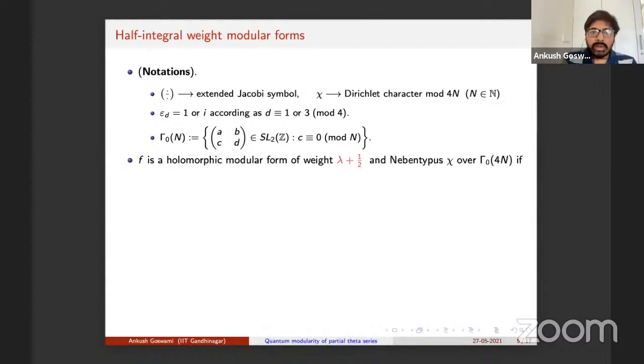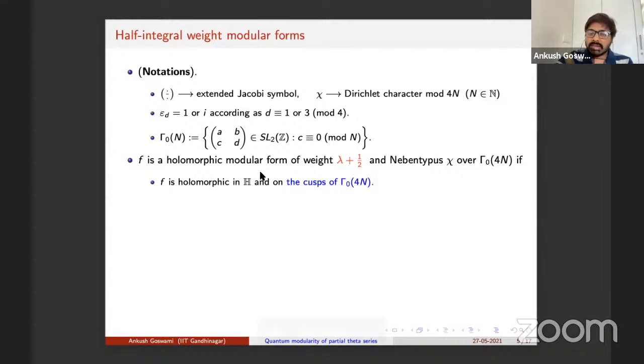And then one can define a half integral weight modular form, which is a function defined in the upper half plane. And it is defined to be a holomorphic modular form of weight lambda plus 1/2, where lambda can be any integer, and Nebentypus chi over gamma sub 0 4n if it satisfies the two conditions. The first condition is it should be holomorphic in the upper half plane H, and it should be holomorphic on the cusps of gamma sub 0 4n.